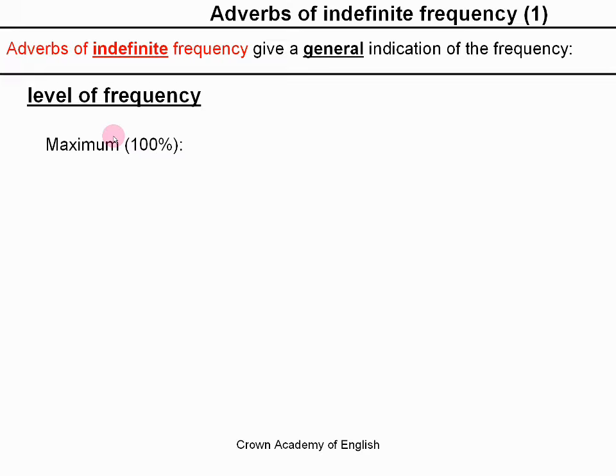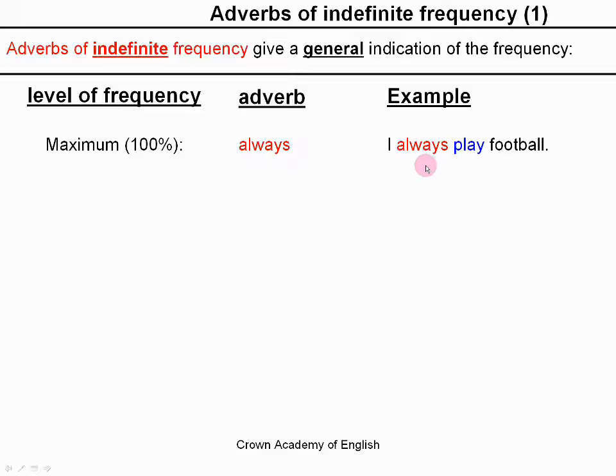So if the level of frequency is maximum, 100% of the time, then we say always. Example, I always play football. So 100% of the time, if you are playing football 100% of the time, you say I always play football.